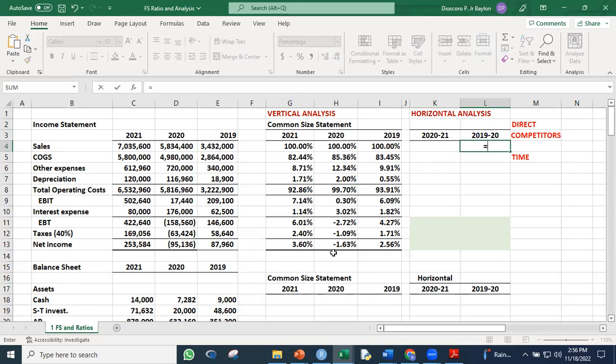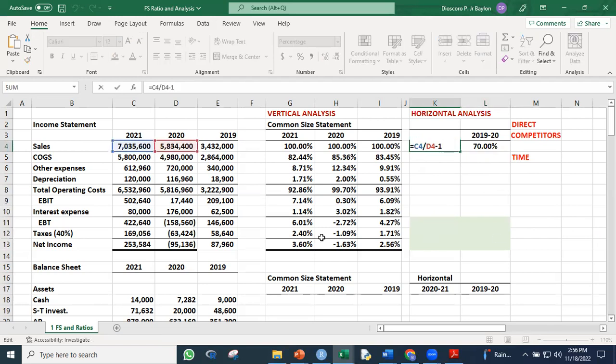So the formula is, since 2020 is the current period, divided by the previous period, and then minus 1. Okay, that will now give us the growth rate. Control Enter. So here we can see that sales grew by 70%. And then we can copy this now.